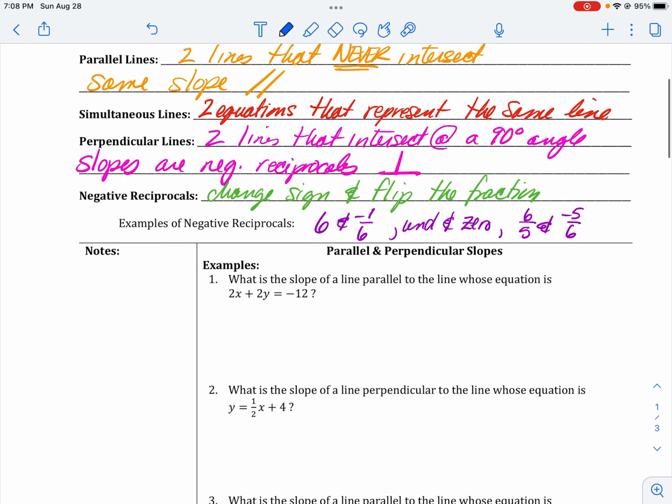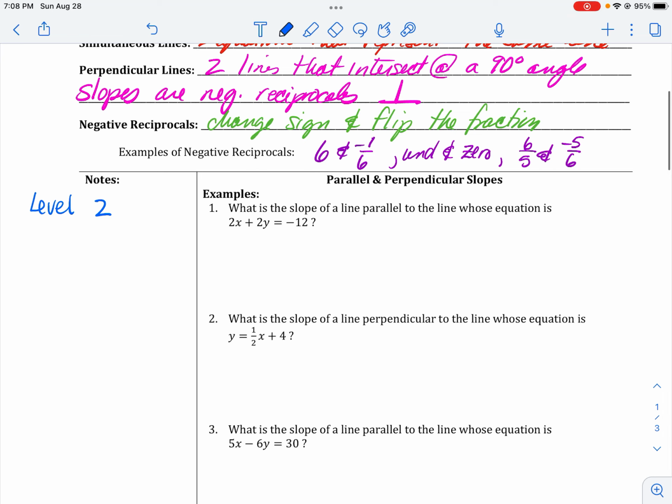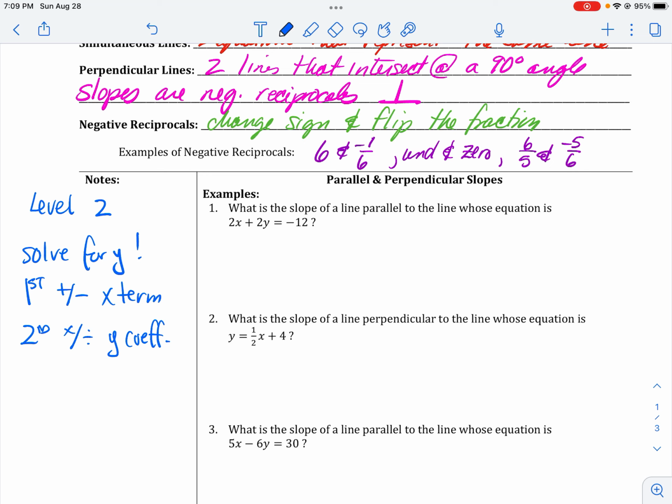So, parallel perpendicular slopes. This is level 2. And so what we need to think of is that I need to solve for y. So the first step will be to add or subtract the x term. And the second step will be to multiply or divide, and it's usually divide by the y coefficient. That's the number in front of the y.